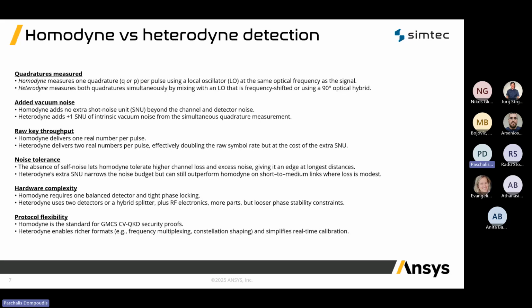In the heterodyne protocol, we try to read both quadratures at once. That means that we have to split the incoming pulse and combine it with a slightly offset local oscillator, or use a special 90 degrees optical hybrid. The trade-off is that due to quantum mechanics, measuring both at the same time injects an extra unit of noise. The upside is that heterodyne gives you two real numbers per pulse instead of one, which means that with this detection method, we can double the key rate.